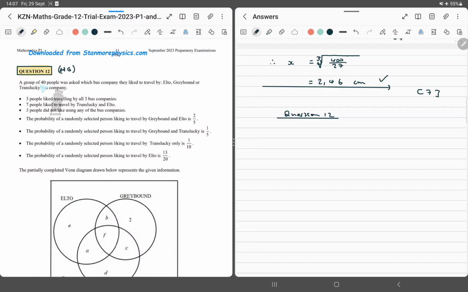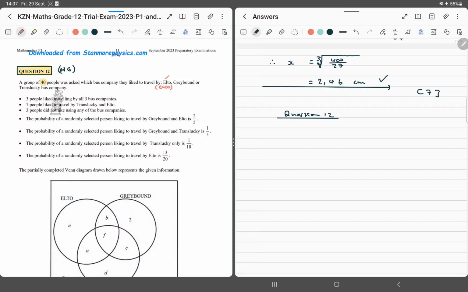A group of 40 people. So again, always pay attention to the totals. 40 people are asked which bus company they liked to travel by. Is it the Eldo coaches? I think it's Eldo, not Eldo. Who's writing this thing? It's Eldo coaches.